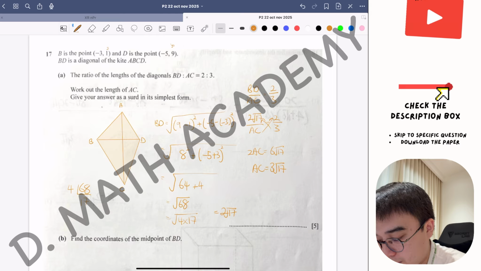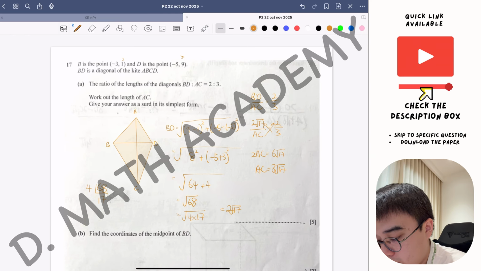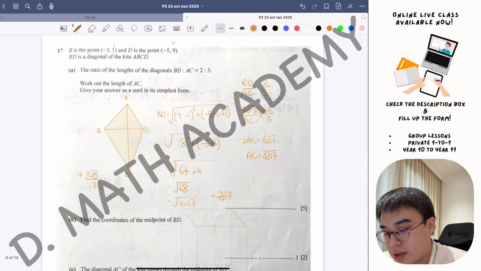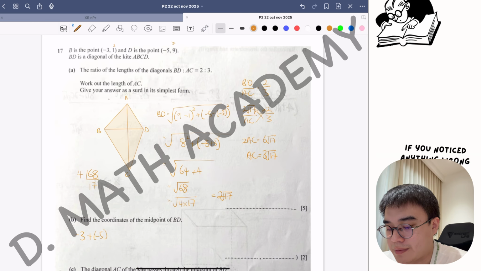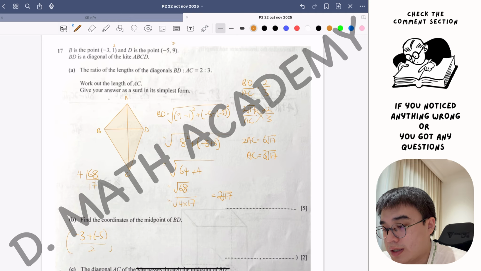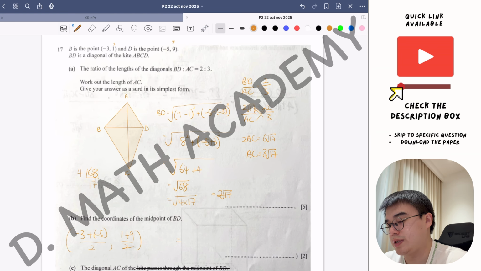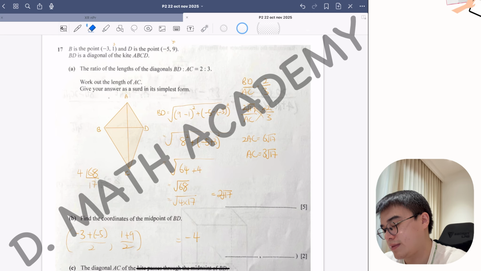So I did some cross multiplication there. Find the coordinates of the midpoint of BD. So this one is still fine. Just adding it up, divide by 2. Adding it up, divide by 2. The answer should be (-4, 5), I think.